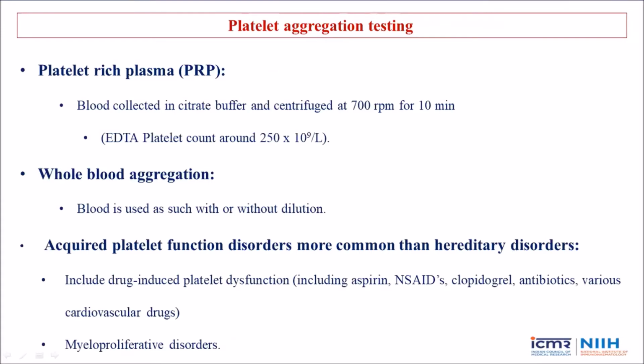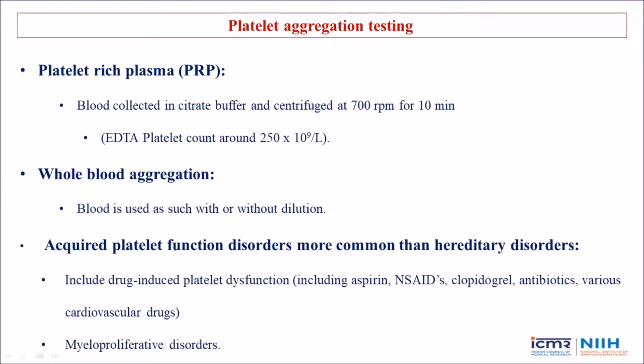Now, platelet aggregation testing can be done using platelet-rich plasma, PRP. Considering that the EDTA platelet count is in the normal range, around 250,000, we collect the citrated blood sample and centrifuge it at about 700 RPM for 10 to 15 minutes. Then the supernatant platelet-rich plasma is separated out, and that can be used for platelet aggregation studies by LTA, light transmission aggregometry.